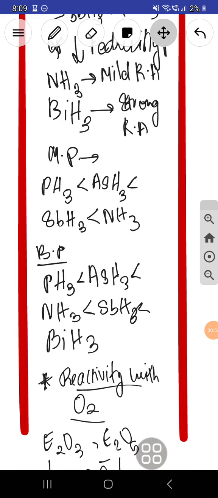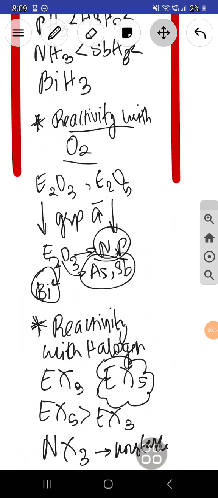Then we learned about the reactivity with oxygen. In the reactivity with oxygen we have learned about its general formula. As we go down the group, the acidity decreases because the metallic character increases. The oxides of metals are basic, right? So the acidic character decreases and the basic character increases as we go down the group.